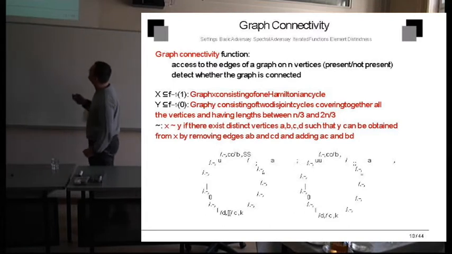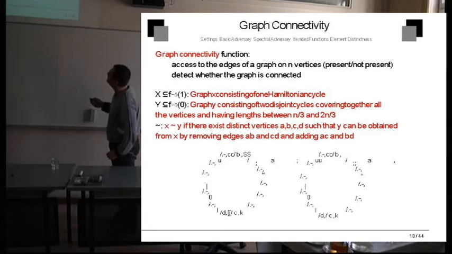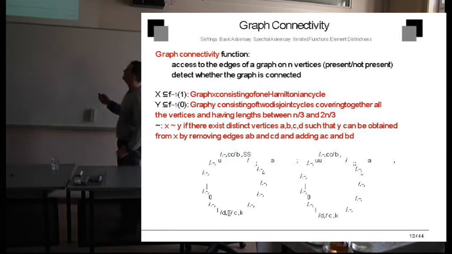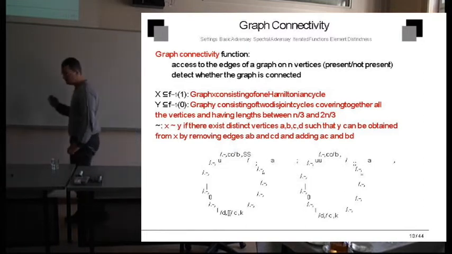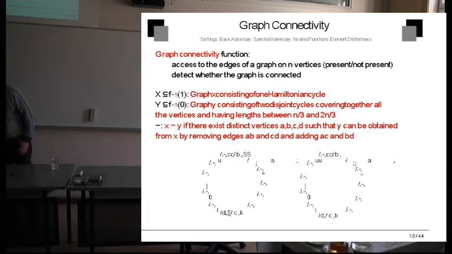And the relation is depicted here: this cycle is in relation with these two cycles if there exist distinct vertices A, B, C, D, such that these two cycles can be obtained from this cycle by switching edges AB and CD to BD and AC, like this. So again, we choose two cycles that are really close to this cycle, so that it is hard to distinguish them.